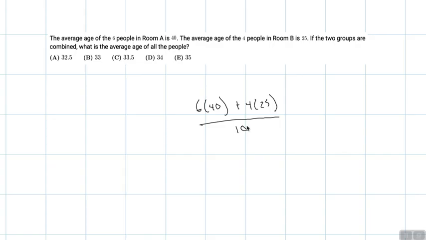And as if there are 10 people overall. So this is 240 plus 100 over 10. 340 over 10 is 34. Answer choice D.